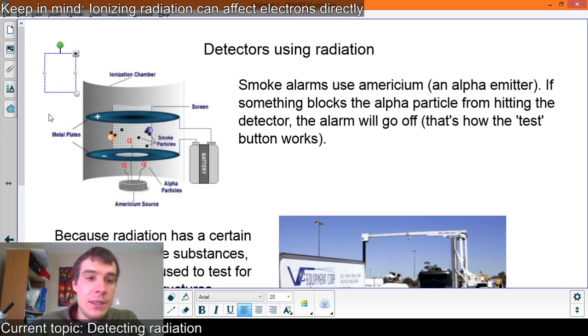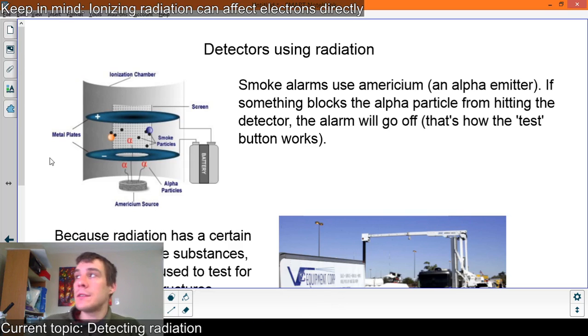Okay, we're on to detecting radiation. We've got two sections here: detectors that use radiation, and detecting the radiation itself. Keep in mind here that ionizing radiation can affect electrons directly, and when it does, it's going to lose energy, and the electrons are going to gain energy, essentially.